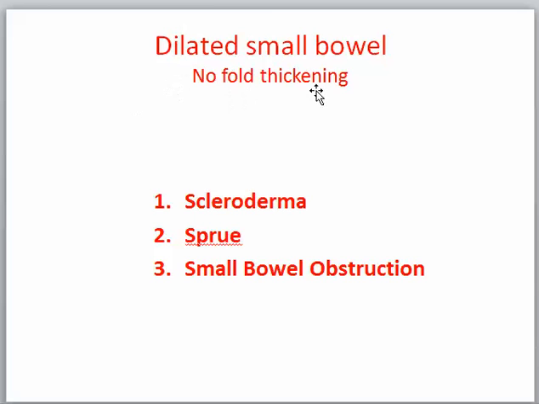If we have dilated small bowel loops with no fold thickening, just dilatation, could be obstruction, could be scleroderma, could be sprue. So dilated small bowel with no fold thickening, this is most important, no fold thickening. That means the mucosa are normal. Mucosa are normal in obstruction, sprue, and scleroderma. And this is the appearance of dilated loops without abnormal mucosa, with no fold thickening.